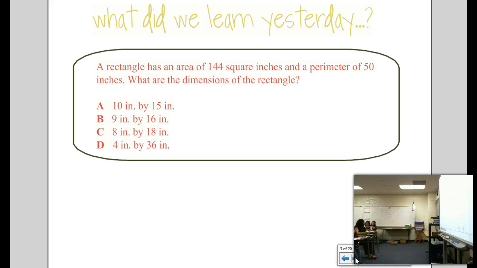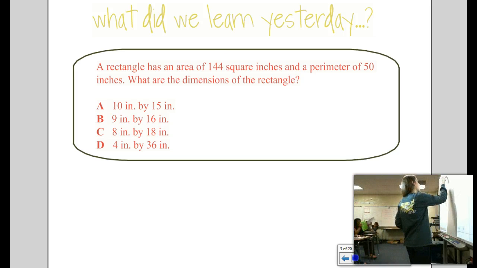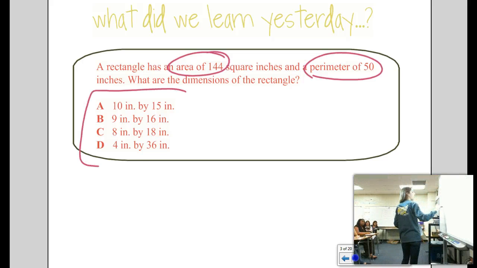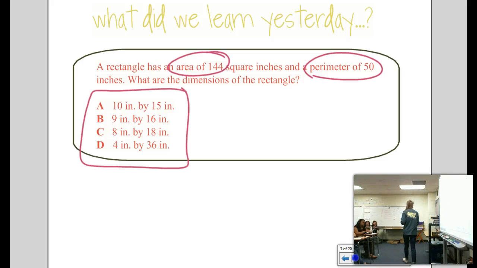So this problem is from the stuff we learned yesterday. A rectangle has an area of 144, and a perimeter of 50. And it wants to know what the dimensions of the rectangle are.